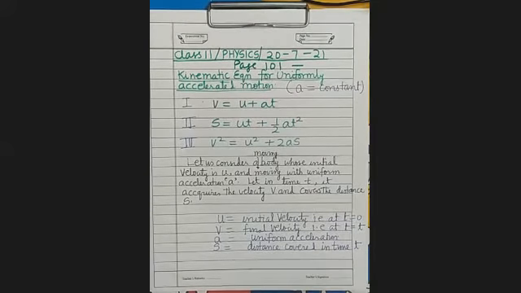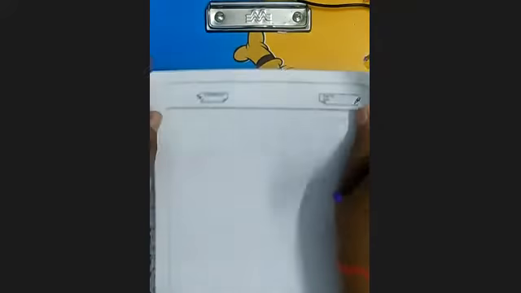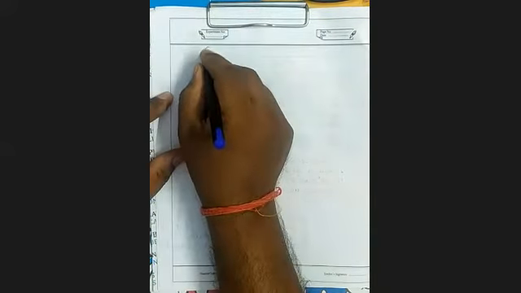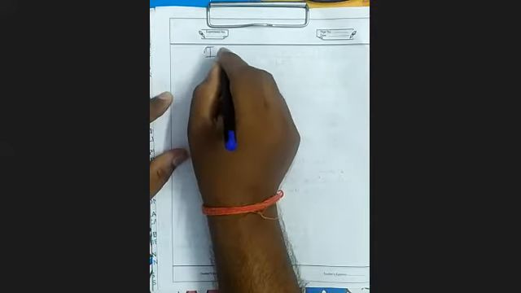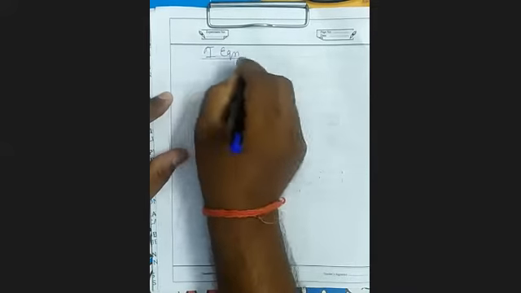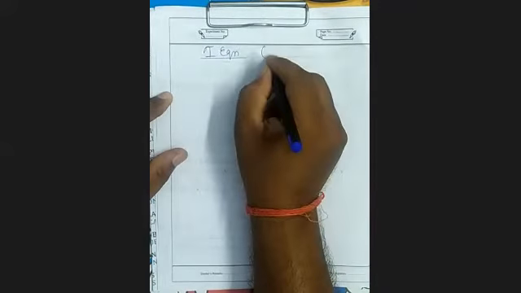Now I am going to do the derivation of these. It's clear. So see here, the derivation I will do by the calculus method. The graphical method was in class 9. So first equation, v equals u plus at.